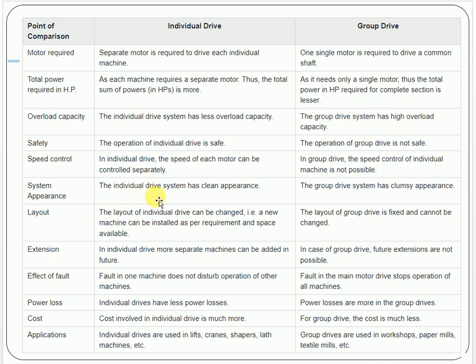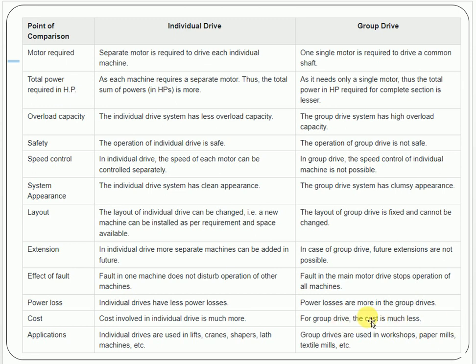The individual drive system has a clean appearance because it is one to one. But a group drive does not, because more numbers of loads are connected. That is the difference. So the individual drive has less power loss and here there is more power loss. The cost involved in the individual drive is much more, but for a group drive the cost is much less.